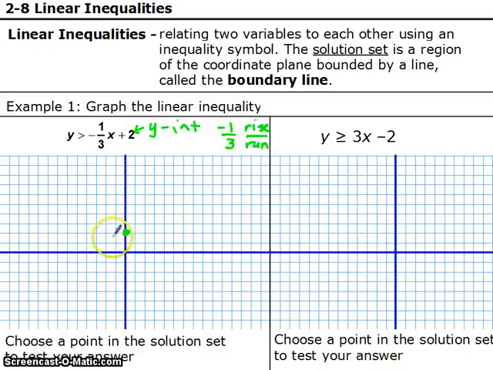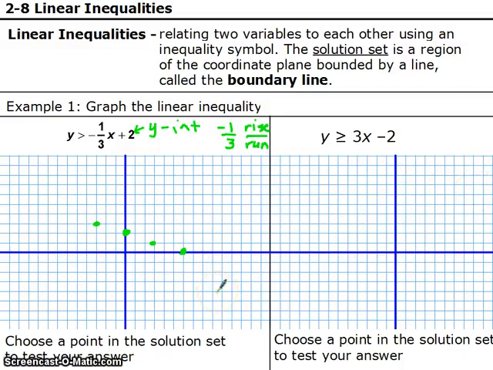So negative 1 says to go down 1, positive 3 says to go right 3. Do that a couple times, down 1, right 3. If we had put the negative on the bottom, we would have gone up 1 and then left 3. And you'll see that that also stays in line.